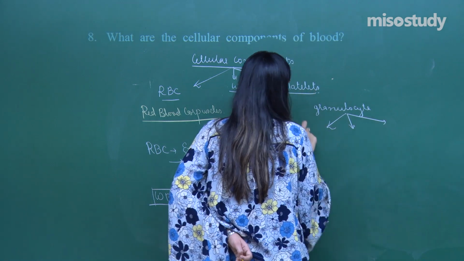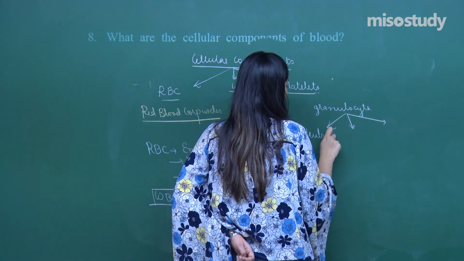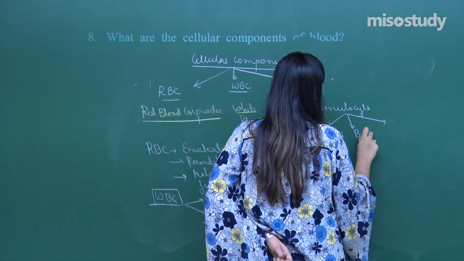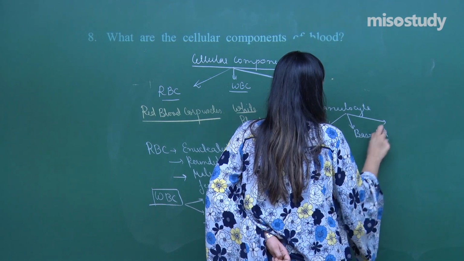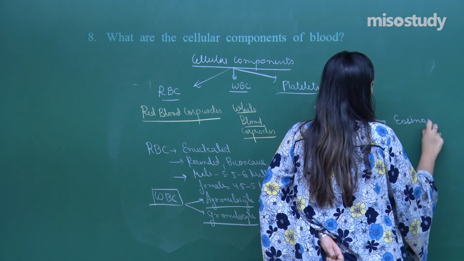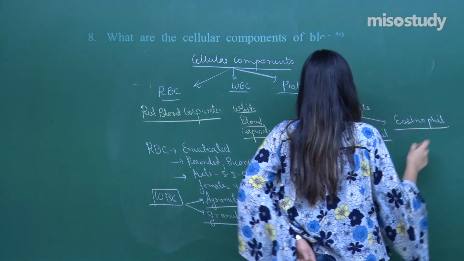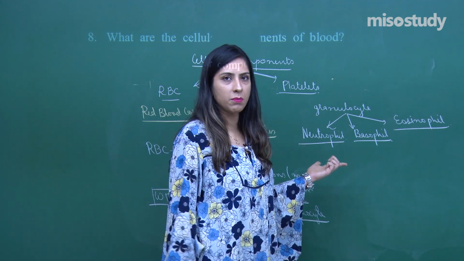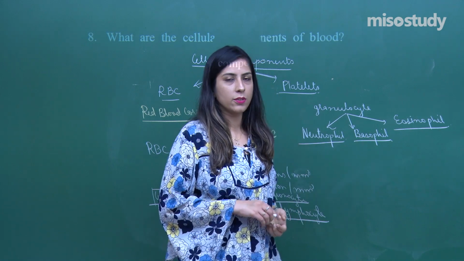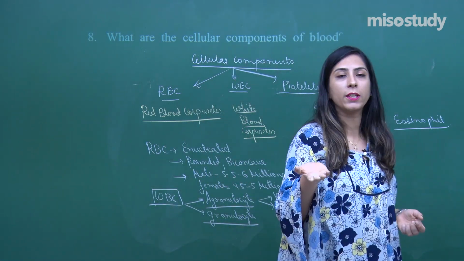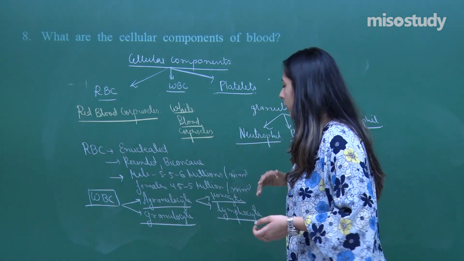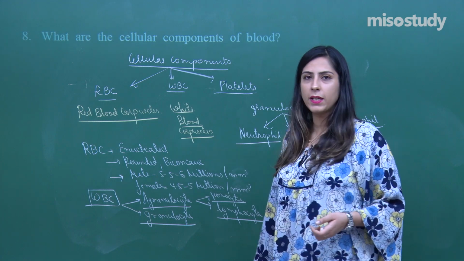Three types are there. The first one is called neutrophil. The second is called basophil. The third one is called eosinophil. Neutrophils can be stained with a neutral dye, basophils with a basic dye, and eosinophils can be stained with an acidic dye. So these are the further three types that you have to explain: blood, RBC, WBC and platelets, different types, etc. As this is of 3 marks, you have to explain in a bit of detail.